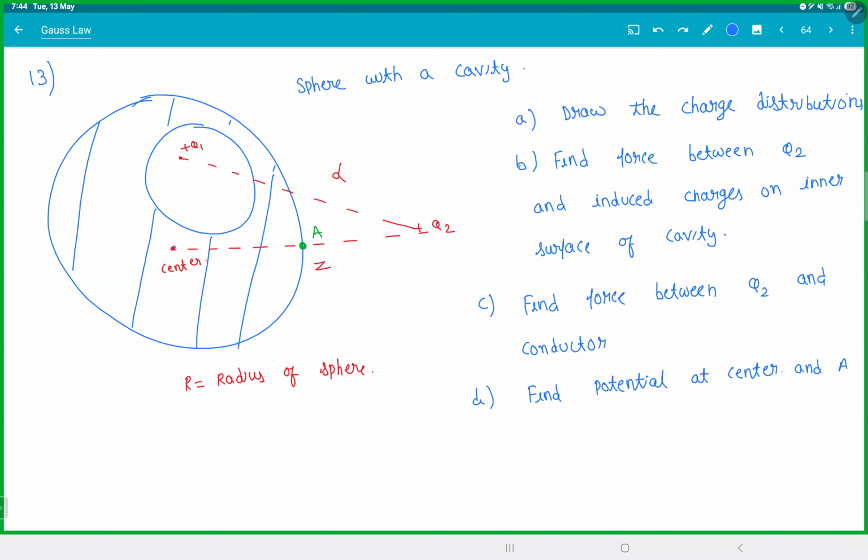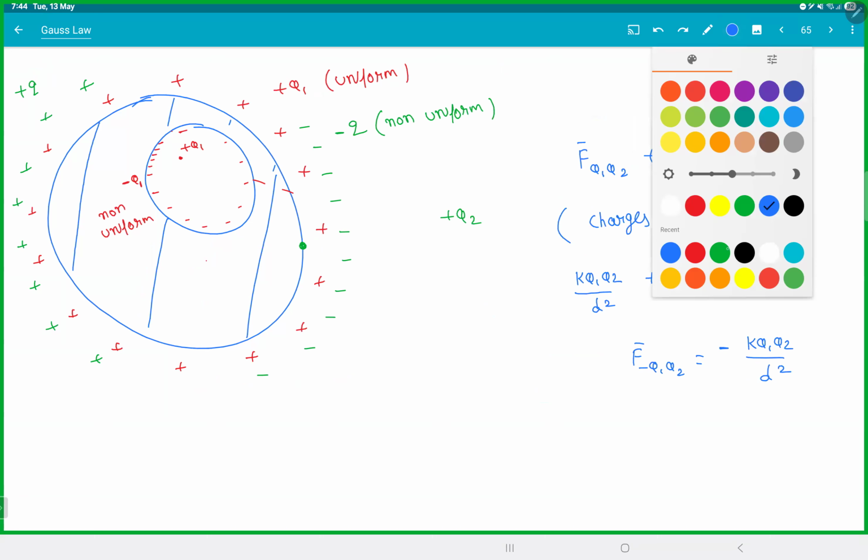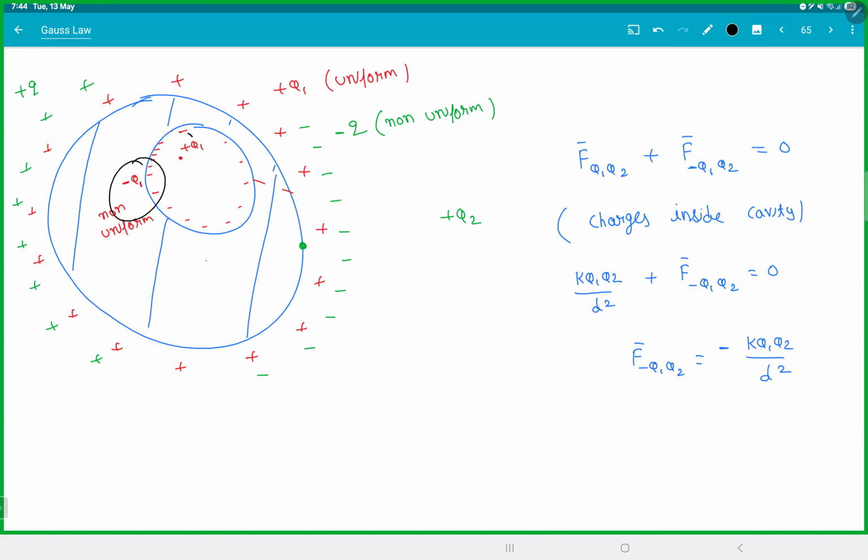Try. I'll give you a minute. Find the potential at the center due to this distribution. Again, remember, when I say potential, you have to find due to this guy, this guy, this guy, this guy, this guy, and this guy. You have to find due to all of them. Try. Take a minute or two.